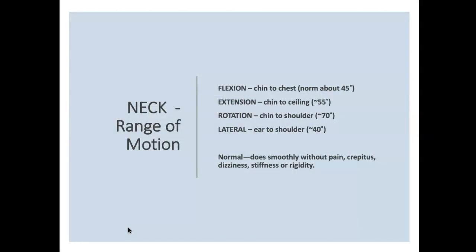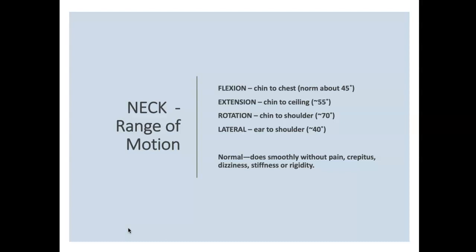Then range of motion for the neck, again, flexion. That's when the client puts the chin to the chest, and you'll have them do each of these movements individually. So chin to chest for flexion, chin to the ceiling for extension, and then chin to shoulder on each side, and that's the rotation, and then ear to shoulder, and that's for the lateral movement. It should be able to move freely without any pain.